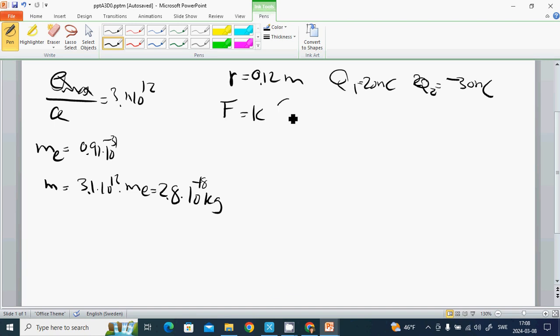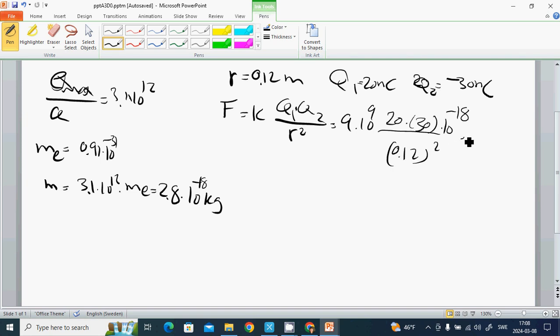F is K Q1 Q2 divided by R squared, which is 9 multiplied by 10 to the power of 9, and this is 20 multiplied by 30, 10 to the power of minus 18, divided by 1 squared. It is almost 0.38 millinewton.